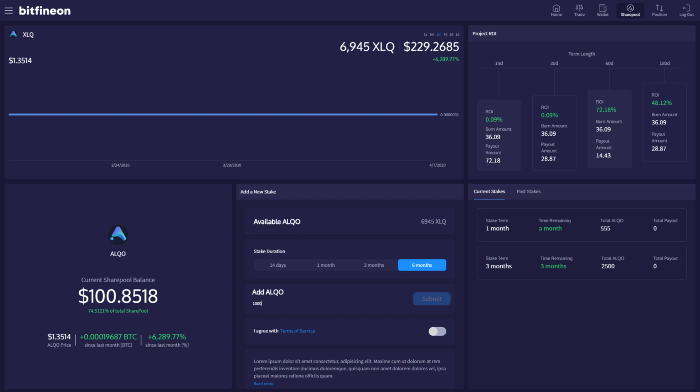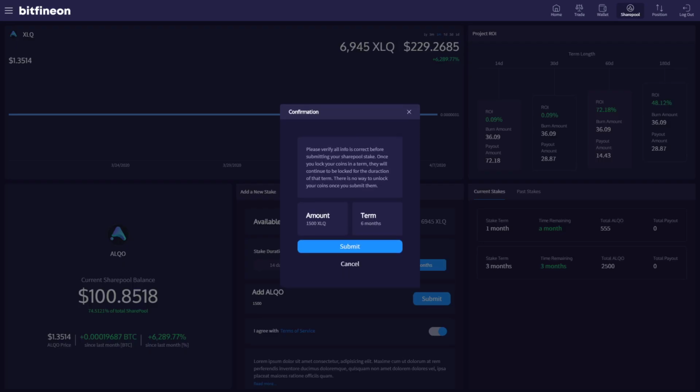So let's say this guy wants to stake 1,500. He's going to agree to the terms of service and go to submit. Before we do this, I want you to take note of the current share pool balance of $100.85, and the percentage of the total share pool that your stake represents, right? I'm the only one staking right now, so it's 75% of the total share pool. And then again, those analytics at the bottom for ALCO.